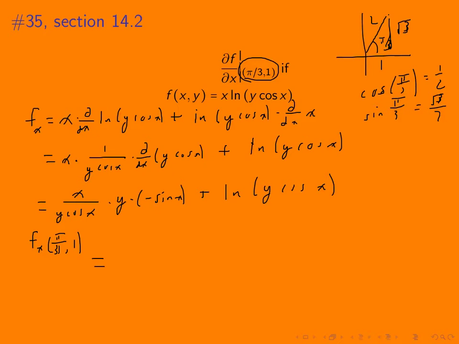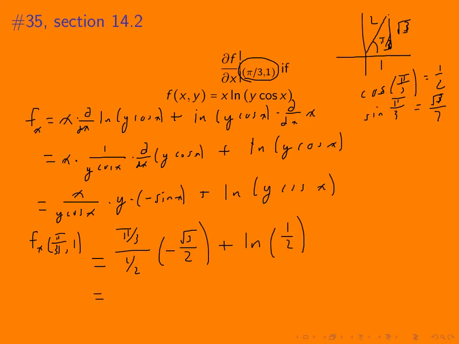So here's what we get. So that x is pi over 3. So I get pi over 3 over 1 times cosine of pi over 3, so that's over a half, times y, which is 1, times minus sine of x, so that's minus square root of 3 over 2, plus, let's see, log of y is 1, and cosine of x is a half. Hopefully I haven't made any mistakes. And so I think I have just enough room to squeeze in the final answer here.